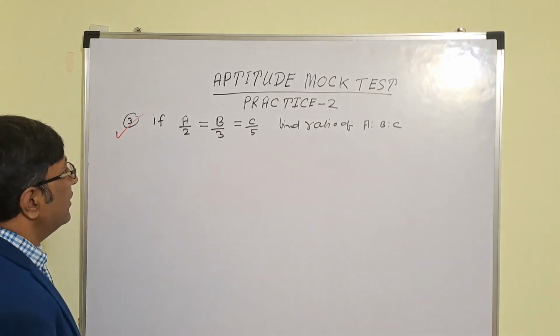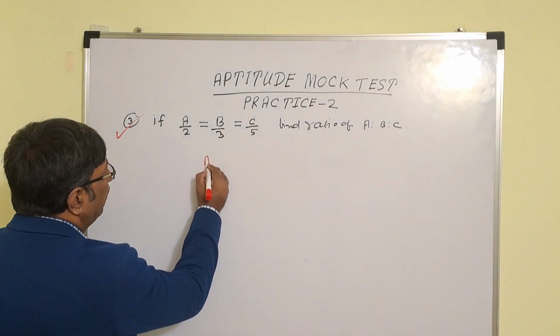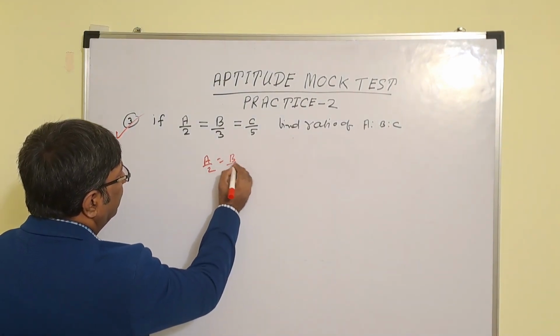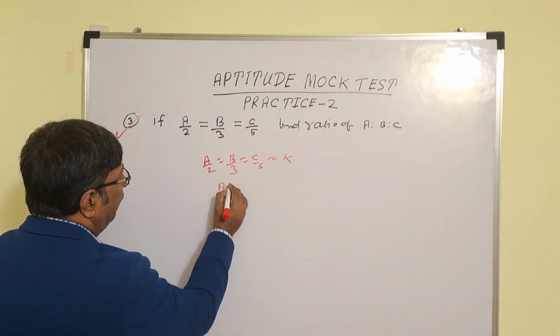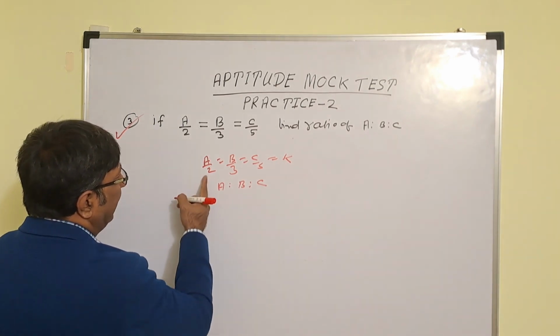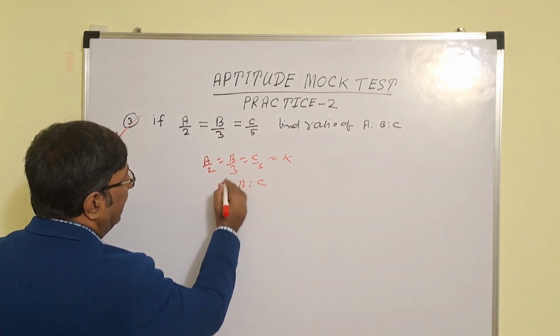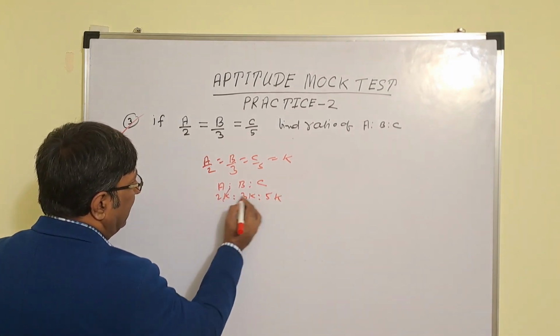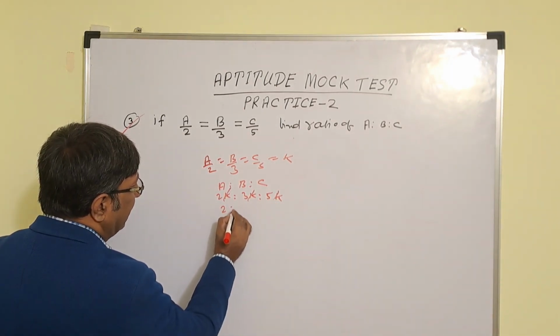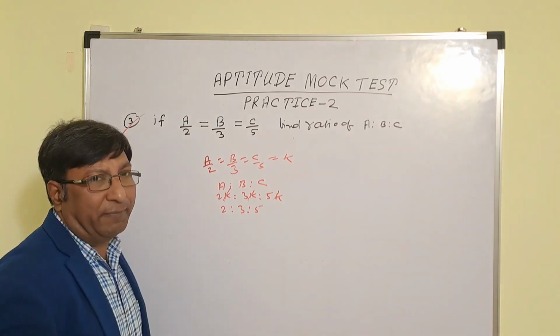Okay, now see. For this type of question, what is the rule? A by 2, B by 3, C by 5 equal to K. So we have to find the ratio of A, B, C. So A equal to what? 2K. B equal to what? 3K. C equal to what? 5K. So K cancels. So our answer is the ratio 2:3:5.